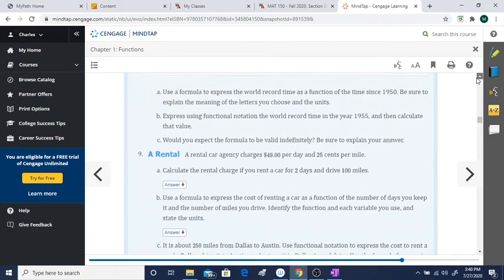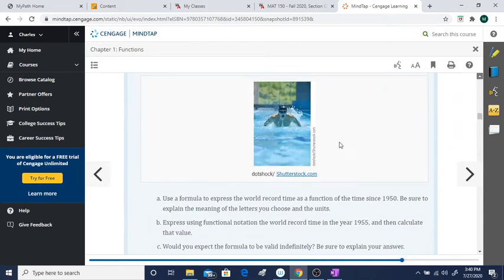So here are 3 parts to this problem. Use a formula, and you need to choose your units. Using functional notation, what is the world time in 1955, then calculate it. So it means you want to do functional notation, then calculate it. And the last one is, would you expect this to be valid indefinitely?